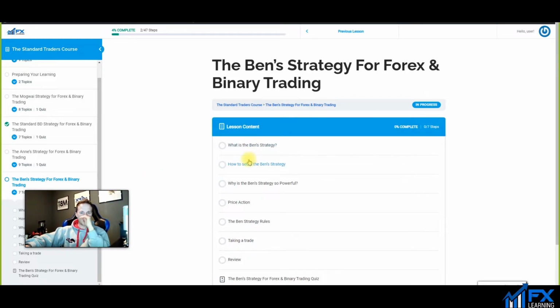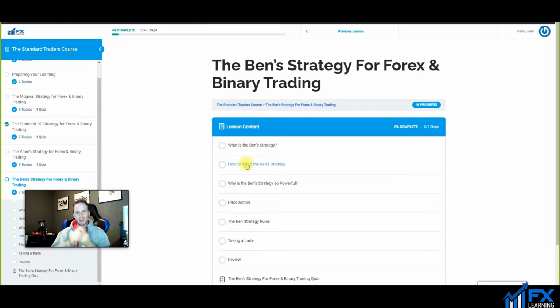What is the bend strategy? Some of the entry points. Now, I won't actually show you the entry points or the rules in today's video. For my subscribers that want to know what it is, we would do some live trading with this. Now, this strategy is a trend trading strategy.